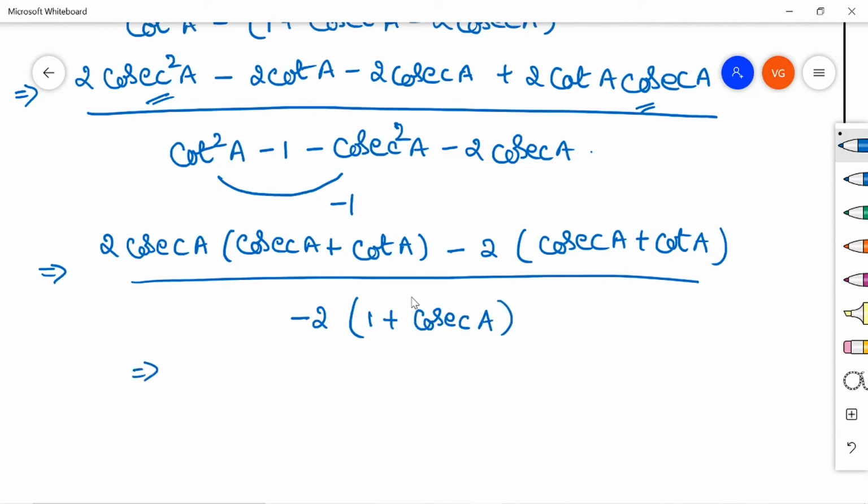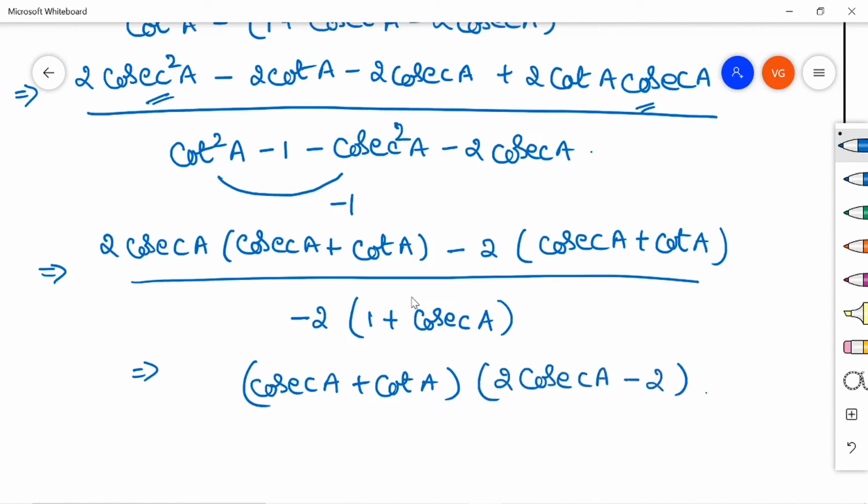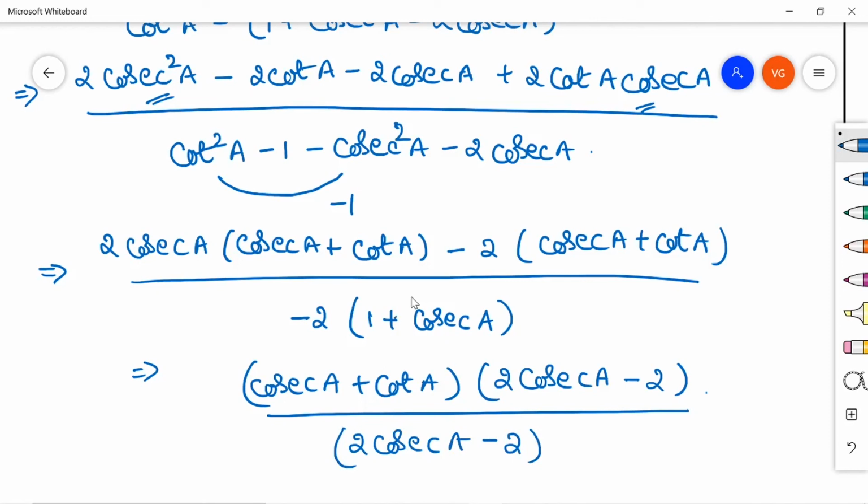So in the numerator I will get cosecant A plus cot A multiplied by 2 cosecant A minus 2, divided by, in the denominator, again 2 cosecant A minus 2. So this will get cancelled, and you will get the answer as cosecant A plus cot A.